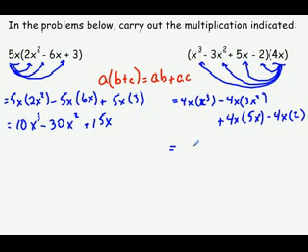Simplifying by carrying out each multiplication, if we take 4x times x cubed, that'll be equivalent to saying 4x to the fourth power, minus 4x times 3x squared, we're going to get 4 times 3, 12, x to the third, plus 4 times 5, 20, x times x is x squared, minus 8x. And we're done.